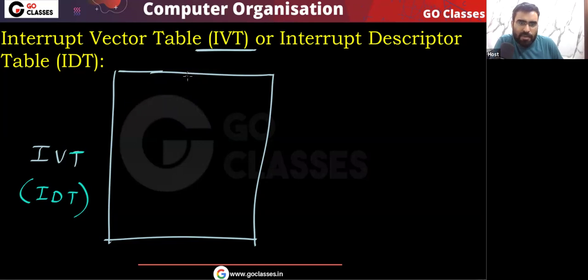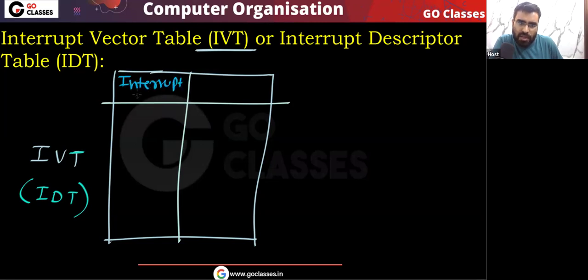In this table, basically, we have two columns. In the first column, we have the unique interrupt vector, or I can say the interrupt number. And in the second column, we have the address of the corresponding ISR, or I can say the pointer to the respective ISR. Okay, is this clear?